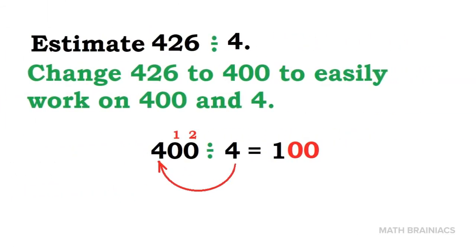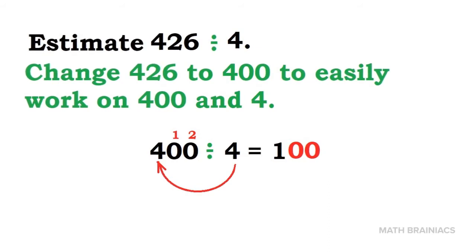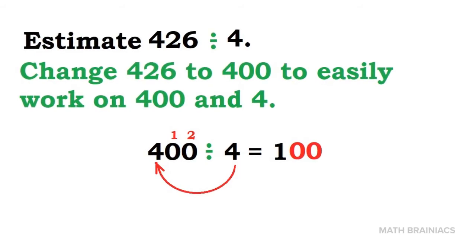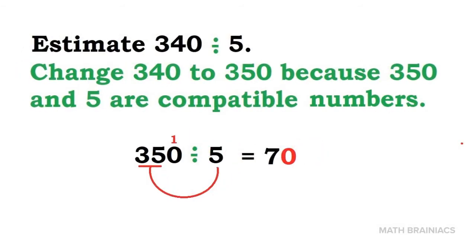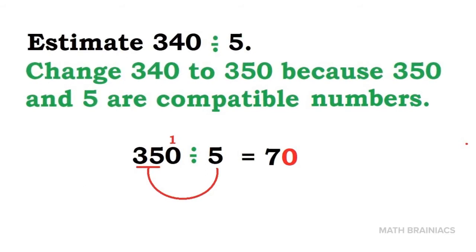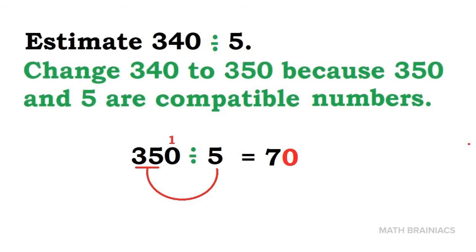To wrap it up, we can use rounding off or compatible numbers in estimating quotients. In this case, 426 is rounded off to 400 and we can work easily on the quotient. Likewise, we can round off 340 into 350 so that we can work on compatible numbers with 5. 350 and 5 are compatible numbers. Therefore, 350 divided by 5 will give us right away 70. It is easy, right?